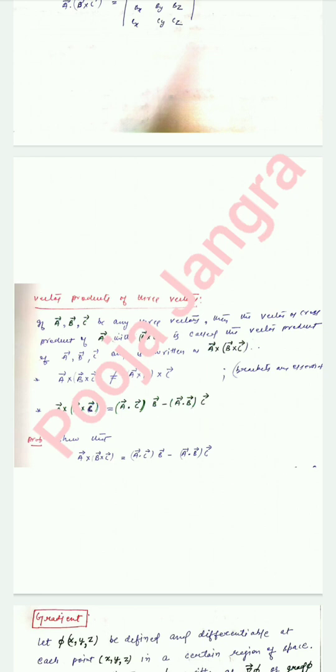The method is BAC minus CAB. BAC means B(A dot C), CAB means C(A dot B). Back cab means the cross product of three vectors. The formula will be back cab: B(A dot C) minus C(A dot B).